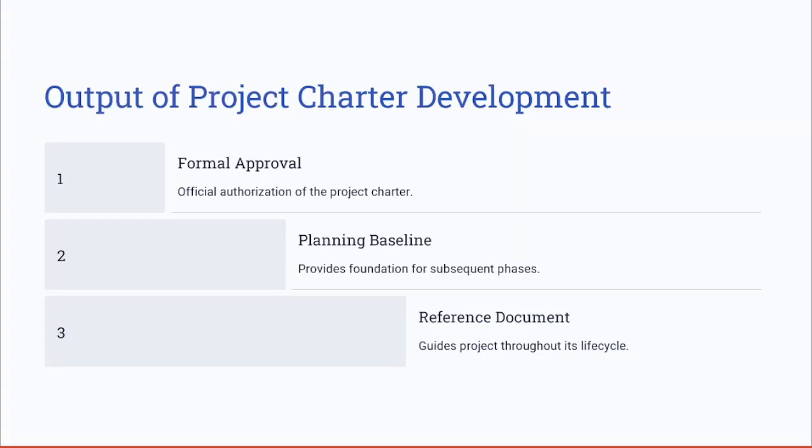What are the key outputs when developing a project charter? The approved project charter is the primary output of this process. It formalizes the project authorization and provides a high-level baseline for the next phases. This document is referenced throughout the project lifecycle to ensure alignment with the initial goals and objectives.